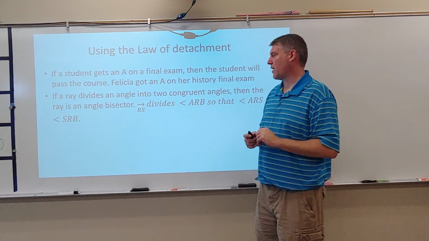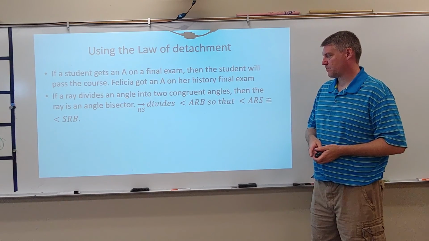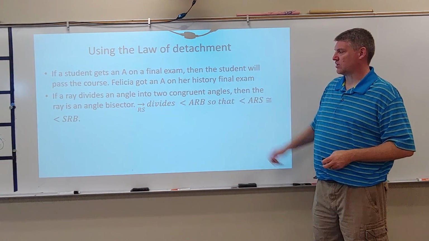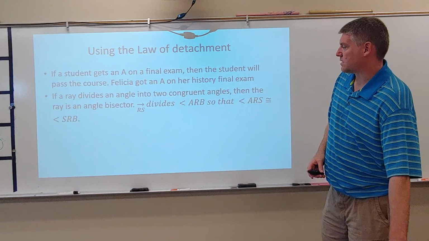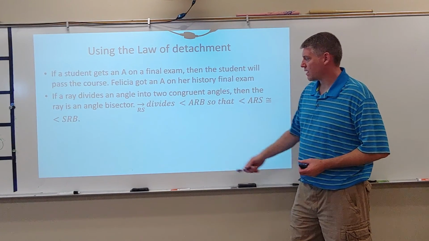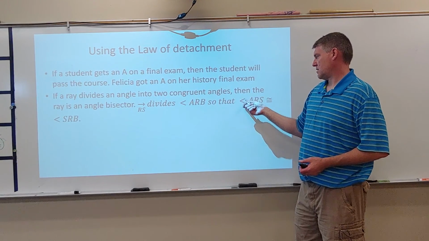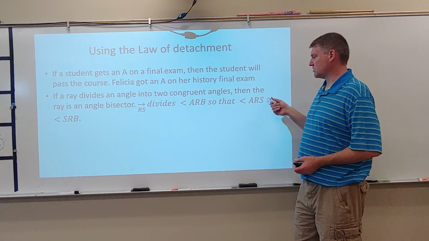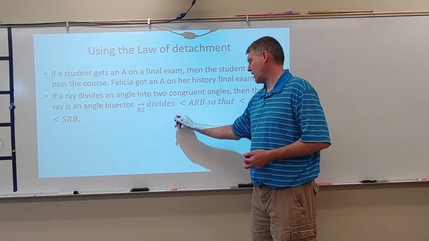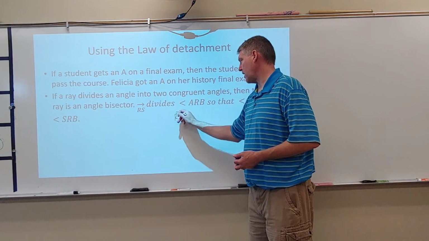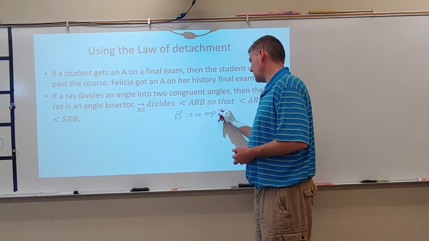So here's our next one. If a ray divides an angle into two congruent angles, then the ray is an angle bisector. Okay? So here's my conditional. Ray RS divides angle ARB so that angle ARS is congruent to angle SRB. Well, what does that tell us then? It says then the ray is an angle bisector. So I would say ray RS is an angle bisector.